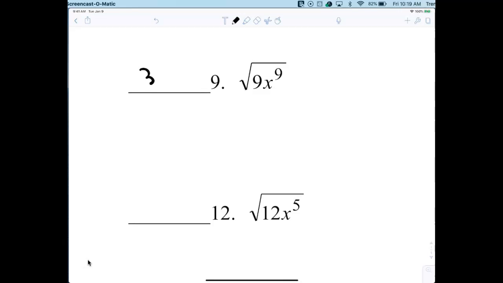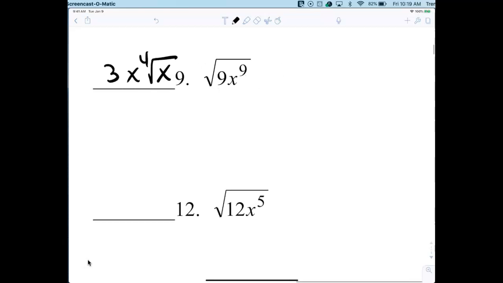3x to the 4th, with what behind? 1x. x left behind. Now, of course, that's a lot of mental math, so we're going to write that out for you. Is 9 a perfect square? Yes. So you leave it alone.